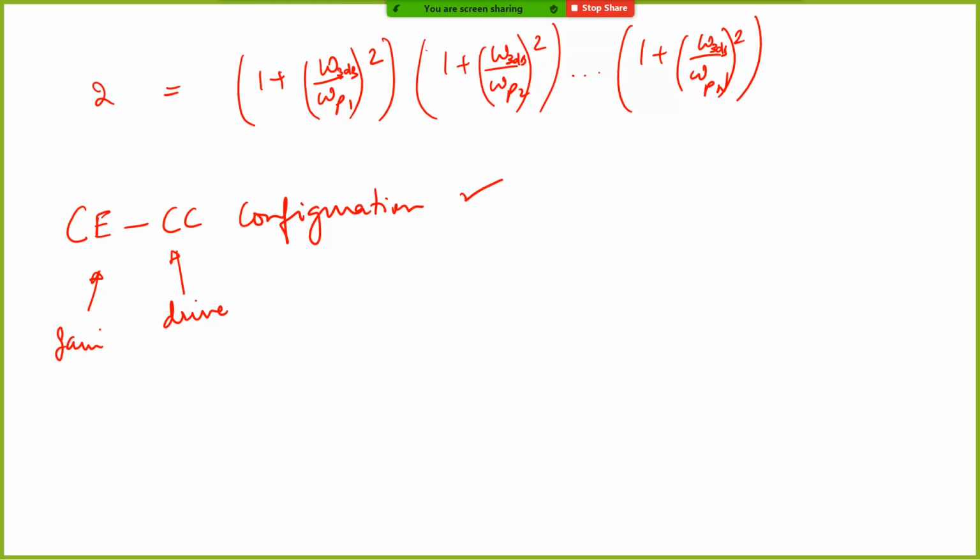Now another configuration can also be a CE with a CB, a common emitter with a common base. The equivalent thing in MOSFET would be a common source with a common gate. It's the same thing. So now let's just take a look at CE with the CB. All right. So what happens here?